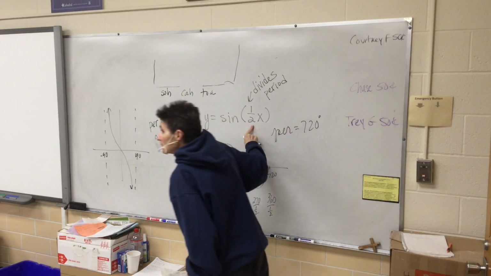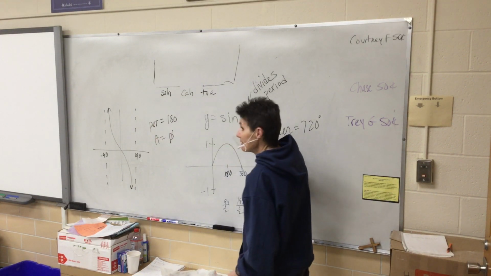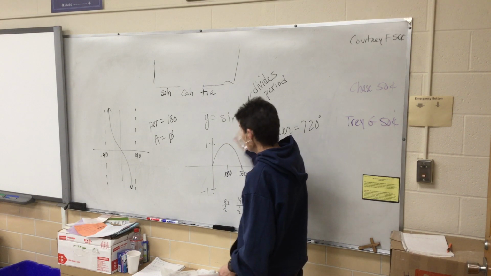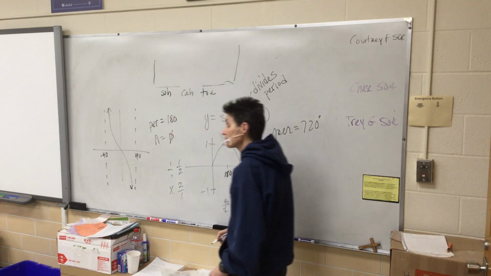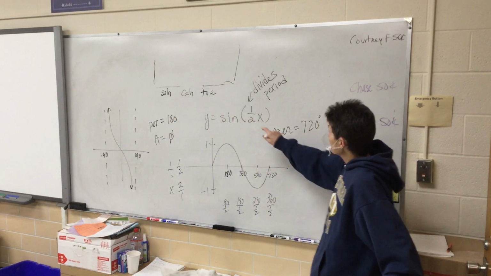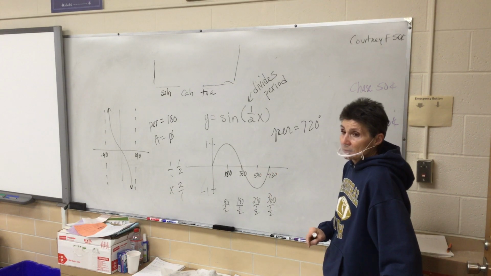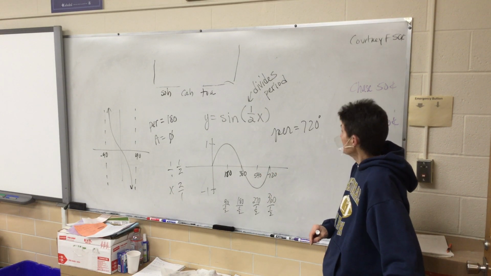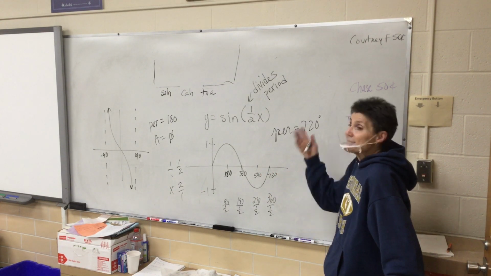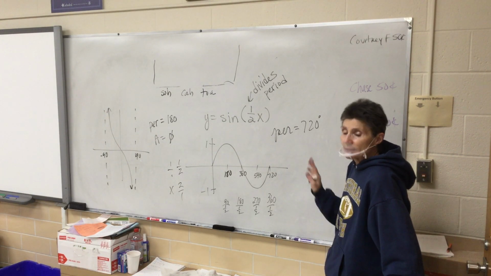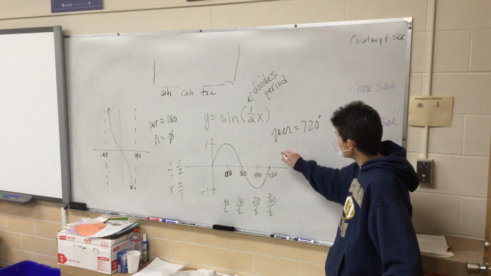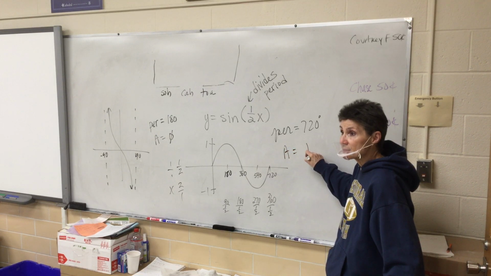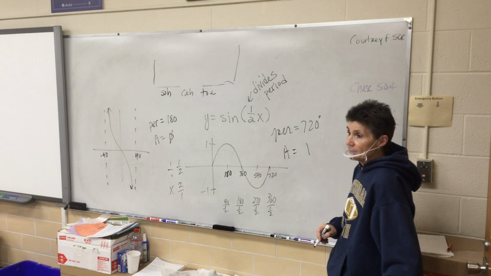I divide by this number, and remember, dividing by 1/2 is the same as timesing by 2. This number divides. So if you have your calculator and you do, like 360 divided by 1/2, it will say 720. So the period is 720 and the amplitude is 1, because we didn't change it.